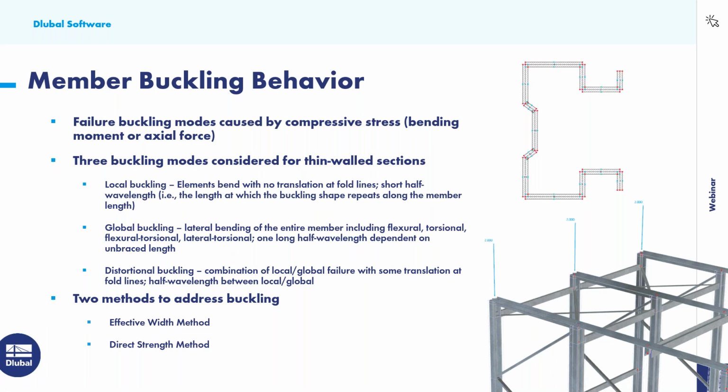So this is more or less a combination of local and global failures, where we have some translation at the fold lines, but also the half wavelength is somewhere between what we see for local versus global. Now, there are 2 methods throughout the AISI to address buckling. The first is the effective width method, and the second is the direct strength method.